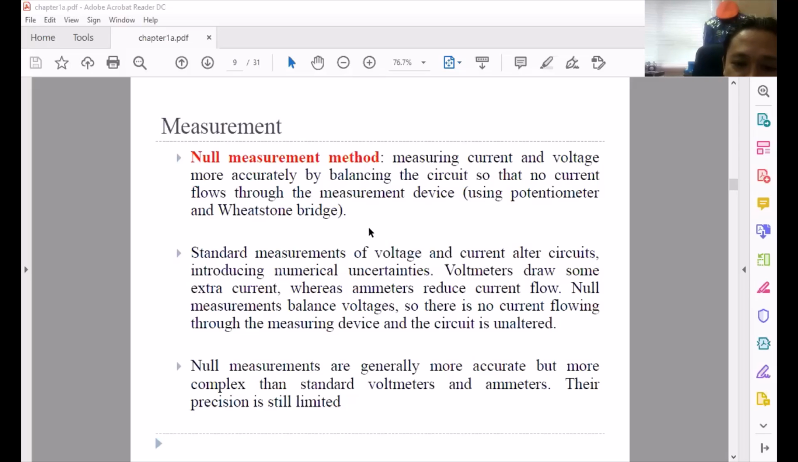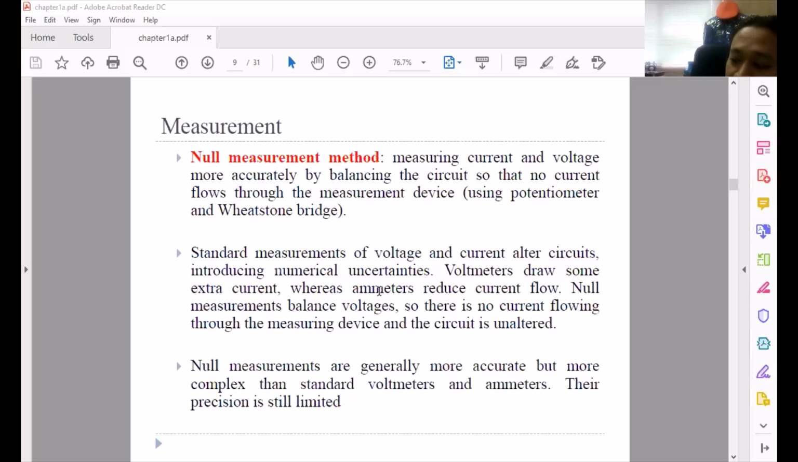The null measurement method is more accurate, but very complex. We have to develop the circuit, and after that we can measure the voltage or the current. It is a very complicated system for this measurement. If we have a digital multimeter, it is straightforward and we can use direct measurement. That is also direct, but very complicated, and the output will be more accurate compared to the digital one.